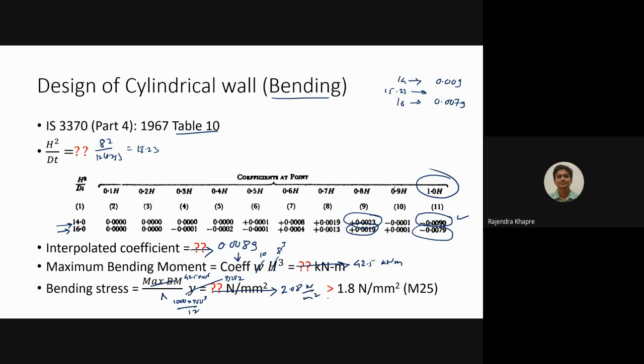Okay, now you see what has happened over here. The actual bending stress which is there in the wall is 2.08, whereas the permissible bending stress for M25 grade concrete is 1.8 only. Okay, so now what should be done? Can anybody tell me? क्या करना पड़ेगा?